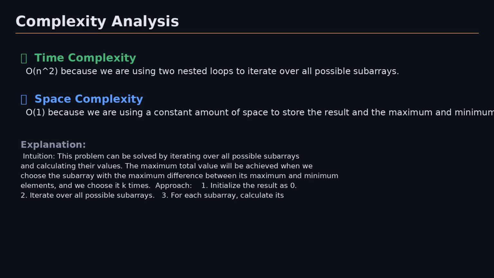Now, let's talk about the time and space complexity of this solution. The time complexity is O(n squared), because we're using two nested loops to iterate over all possible subarrays. The space complexity is O(1), because we're using a constant amount of space to store the result and the maximum and minimum elements of the current subarray.